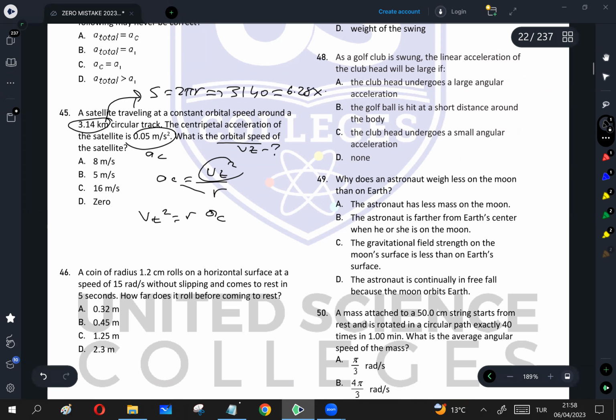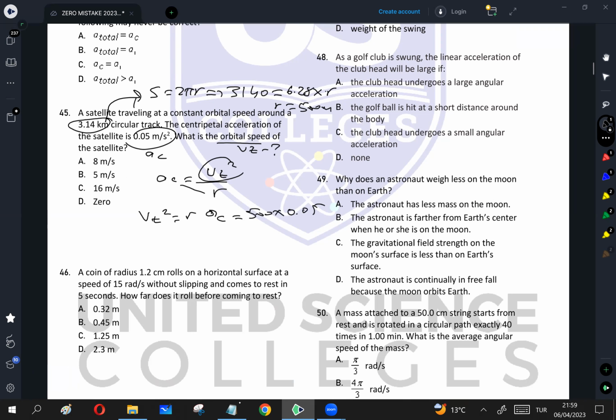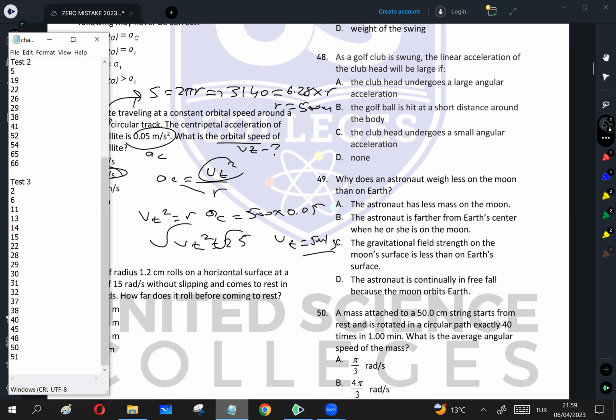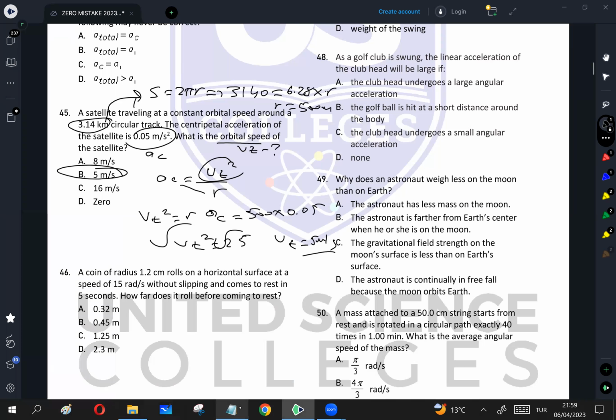R is the question. I think R is 500. If I calculate this, that is 3,140 divided by 6.28. Yeah, 500. R is 500 meters. Then I can insert this into the equation. 500 times AC, which is 0.05. The answer is 25. So VT squared is equal to 25, and VT is going to be 5 meters per second. That is the correct answer. And 48 is the next question.